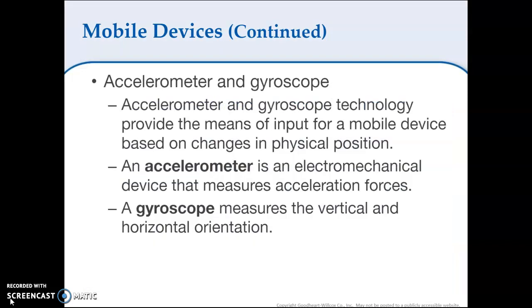Now let's take a look at some aspects of mobile devices, such as an accelerometer and a gyroscope. The accelerometer and the gyroscope technology provide the means of input for a mobile device based on changes in physical position. You'll notice that your picture or your display will change based off of how you are holding your mobile device. An accelerometer is an electromechanical device that measures acceleration forces, and a gyroscope measures the vertical and horizontal orientation. This is what allows your screen to change whether you're holding it landscape or portrait.